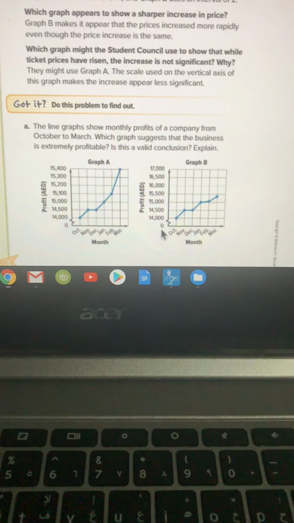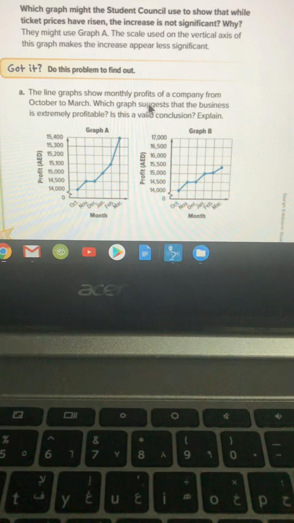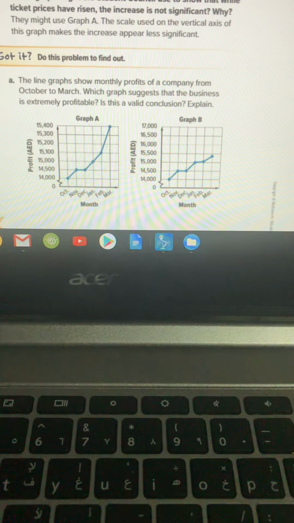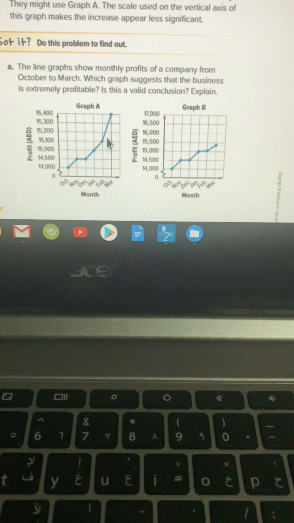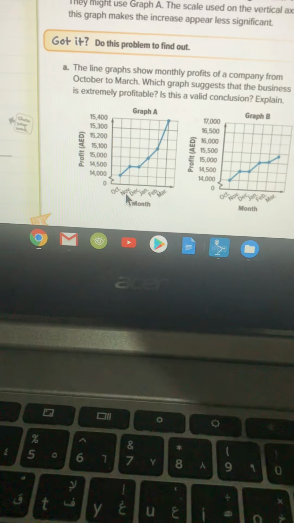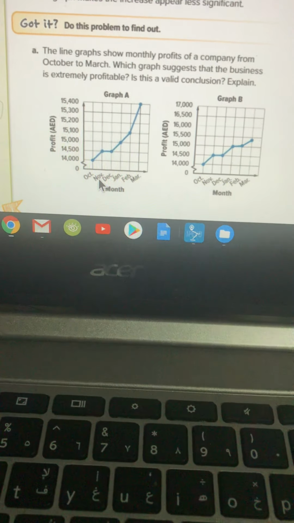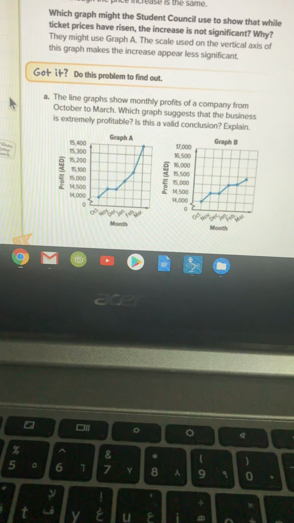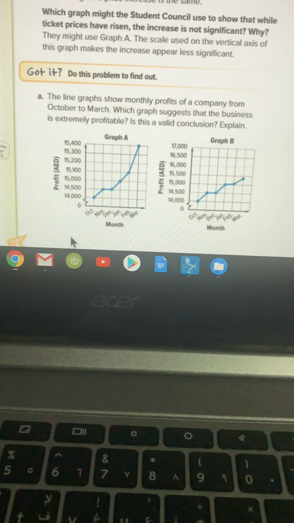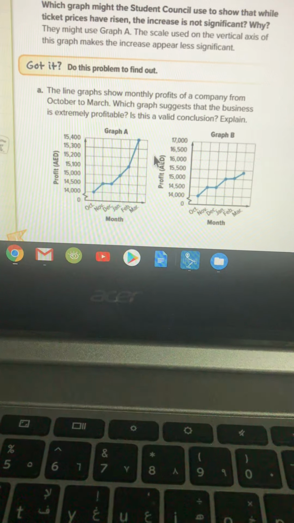Now let's look at example A. You have 2 line graphs. The line graph shows a monthly profit of a company from October to March. Which graph suggests that the business is extremely profitable? Obviously, graph A shows you've made more money. Why? Your graph is going way up compared to this one. This one is going slowly over here. Yet, it is the same amount. So, the line graph shows the monthly profit. What is the question? Which graph suggests that the business is extremely profitable? Graph A suggests it because the lines are bigger.